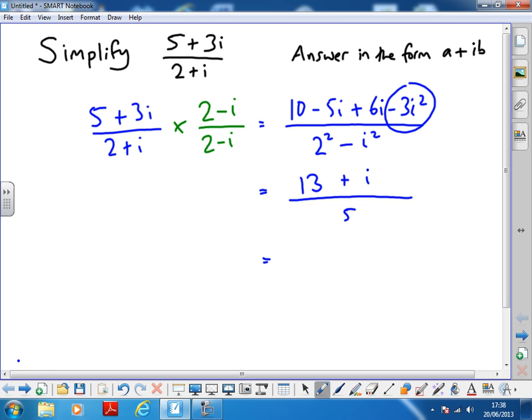And so now we've got to get it in the correct form required by the question, a plus b times i. That's the answer.